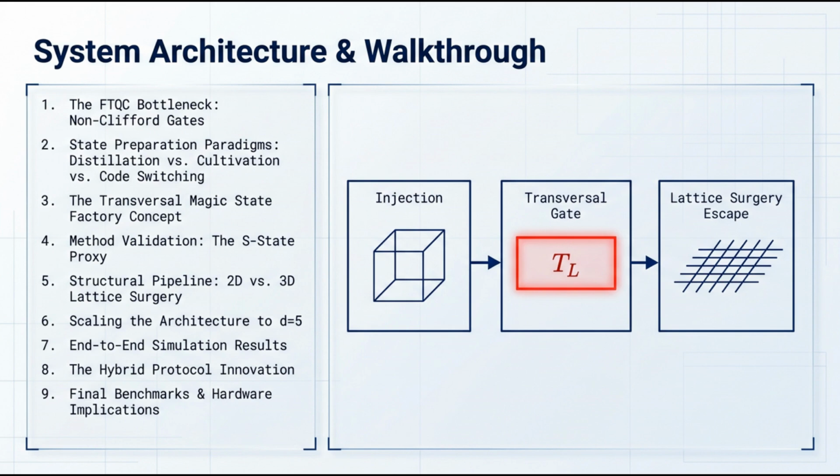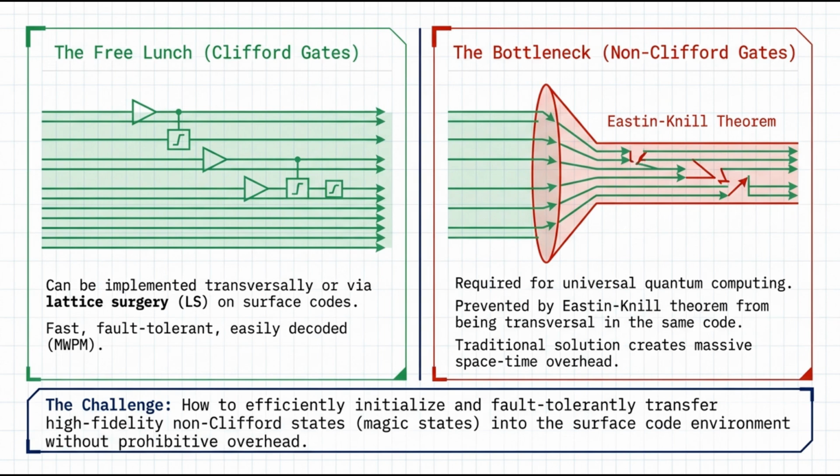A major goal in quantum information science is the realization of universal fault-tolerant quantum computing. Under quantum error correction, fault-tolerant operations are greatly simplified by transversal gates, which act independently across corresponding physical qubits. As shown in the green panel on the left, Clifford gates can be implemented transversally or via lattice surgery on surface codes. These operations are fast, highly fault-tolerant, and easily decoded using minimum-weight perfect matching algorithms.